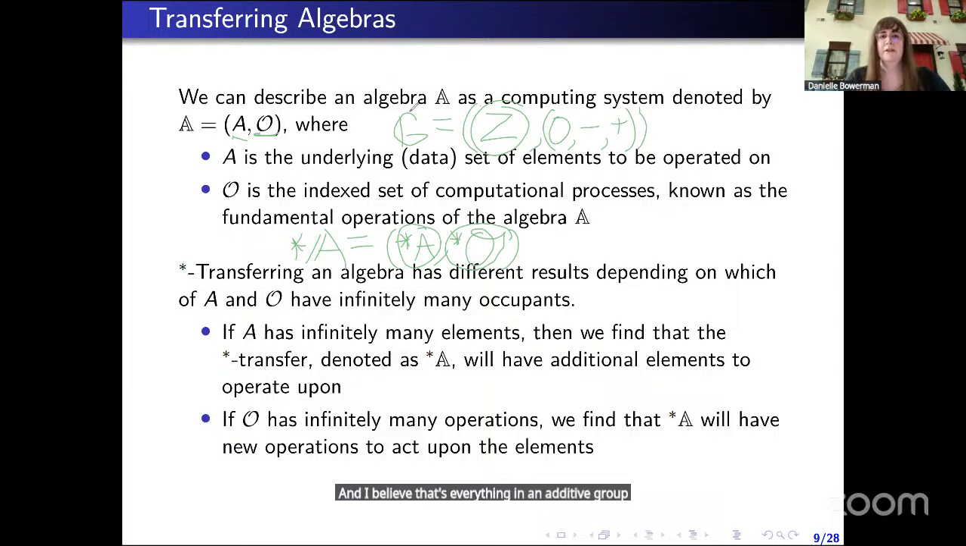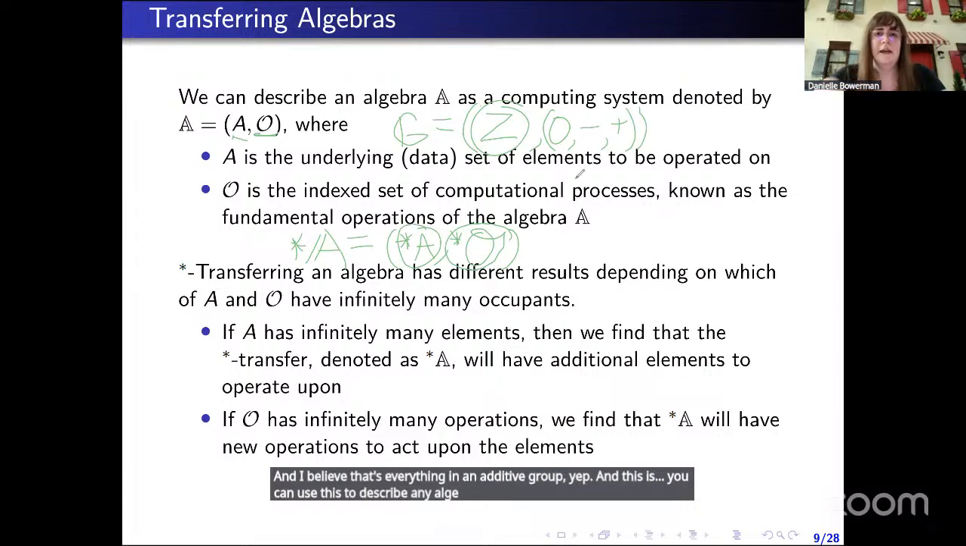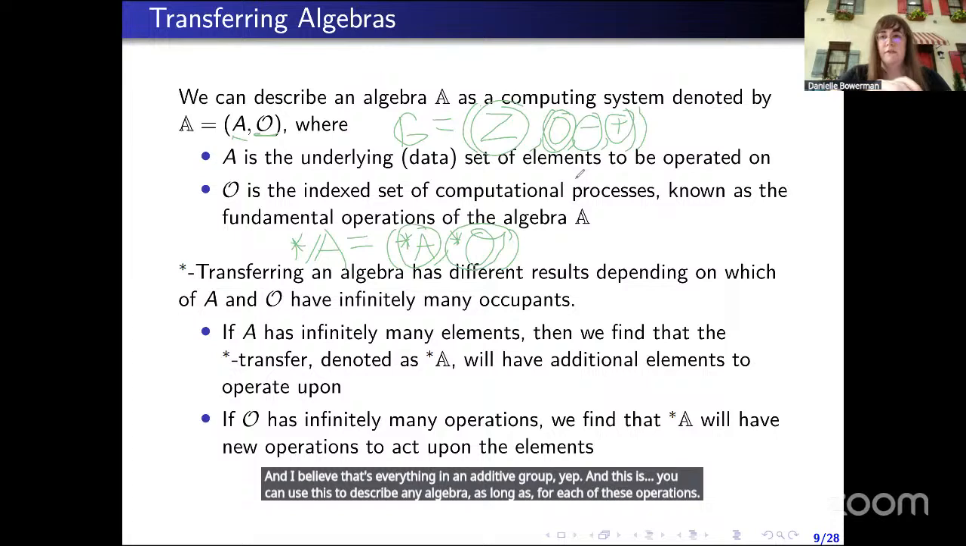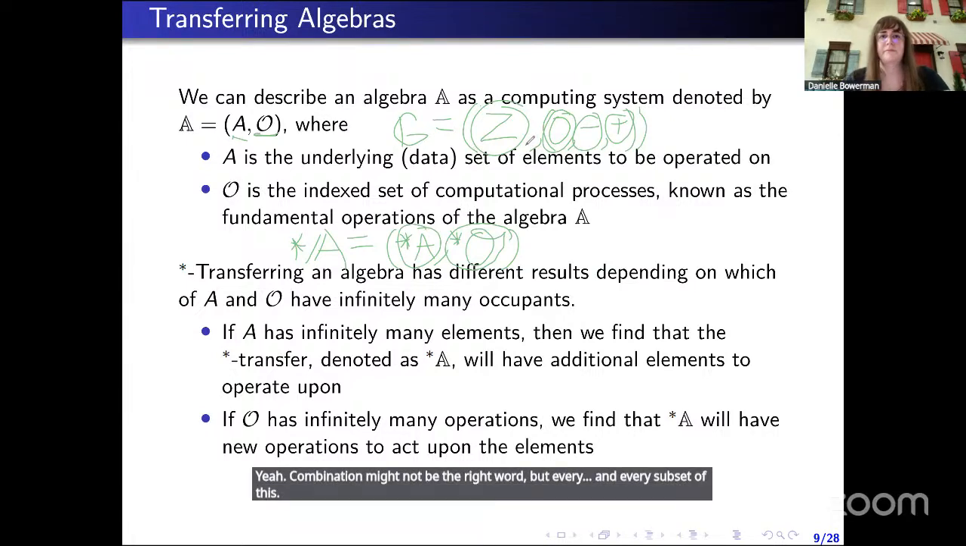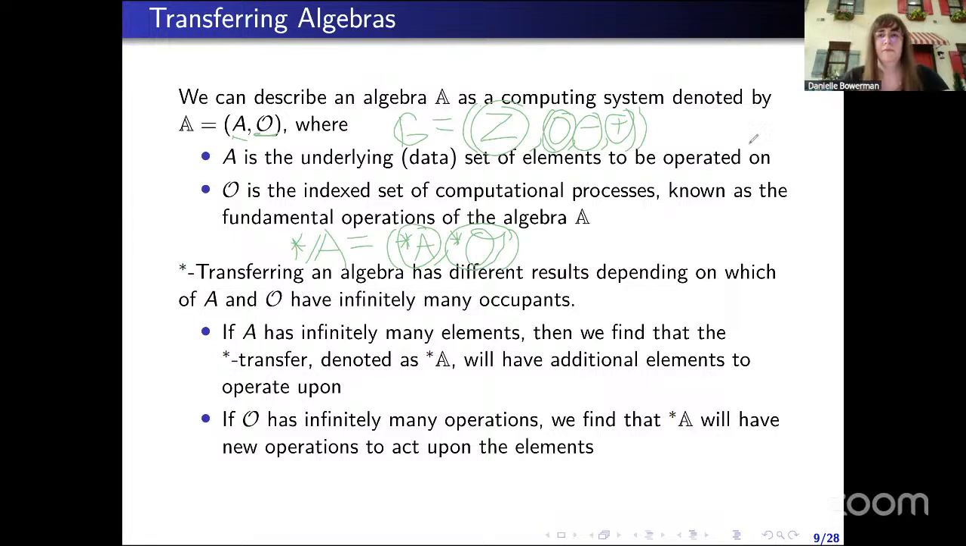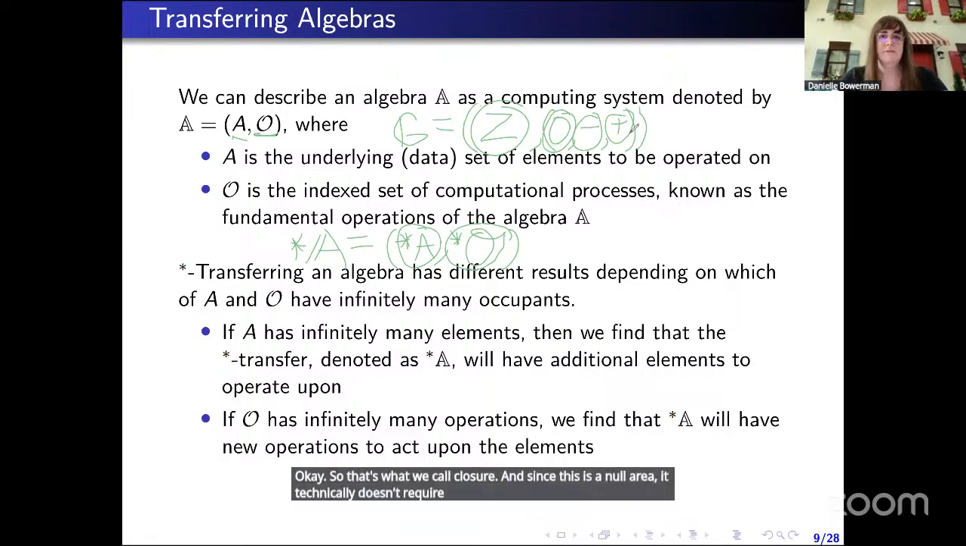Yep. And you can use this to describe any algebra as long as for each of these operations, they are compatible with every possible n-ary combination of elements from here. Or I guess, combination might not be the right word, but every n-ary subset of this. Okay, so that's what we call closure. And since this is a nullary, it technically doesn't require any inputs.